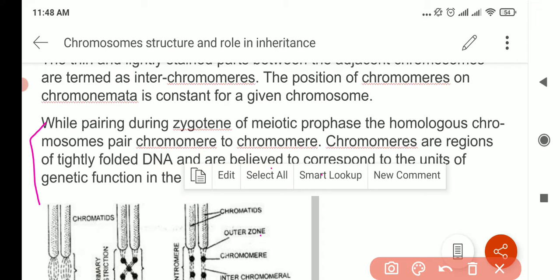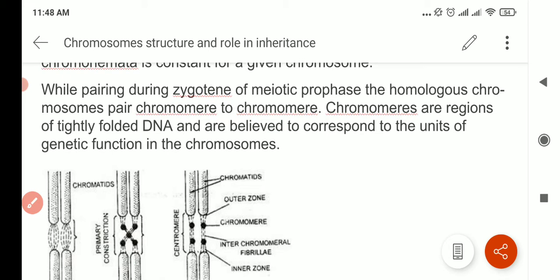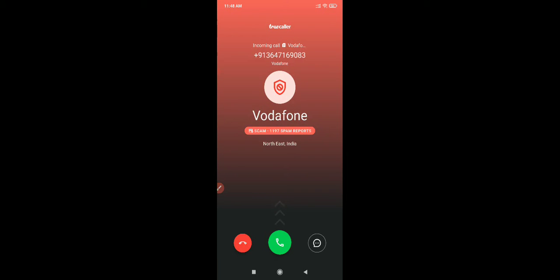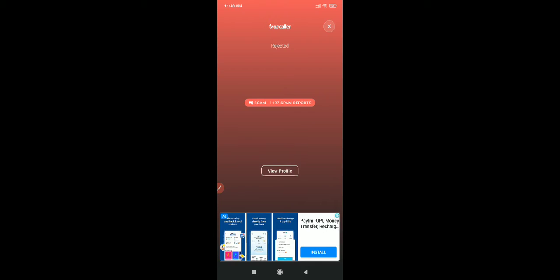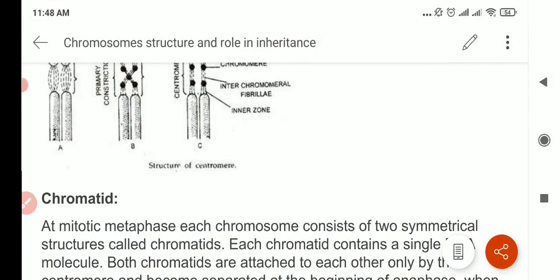In the chromosomes, when the pairing happens, that is in the zygotene stage, they pair chromomere to chromomere. So they pair in the thinly coiled section to the thinly coiled section. They pair with each other.